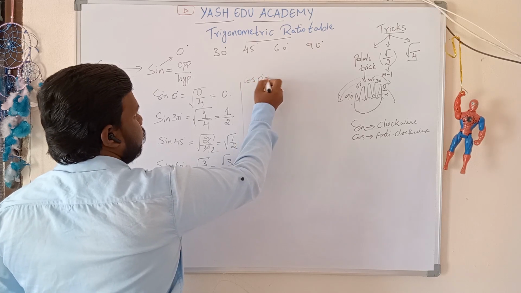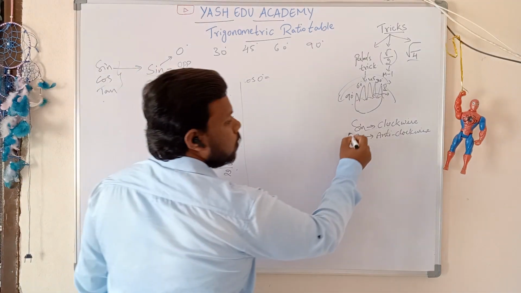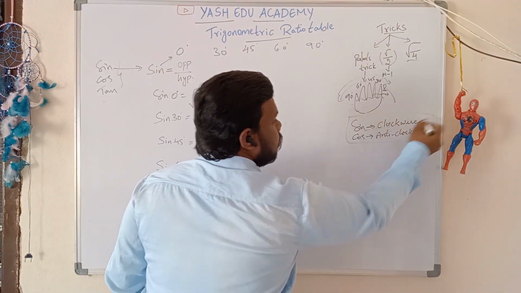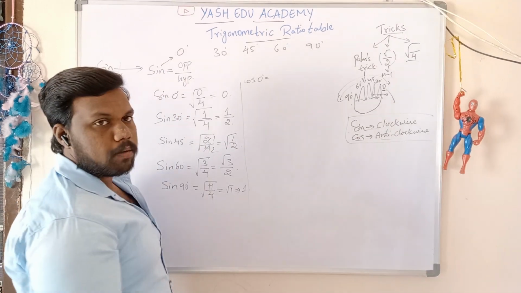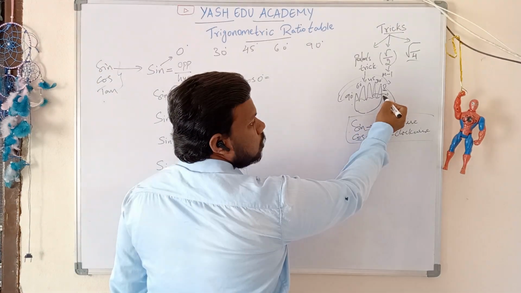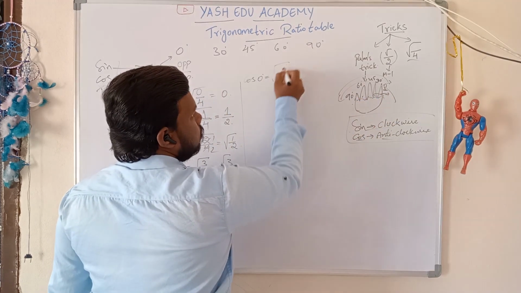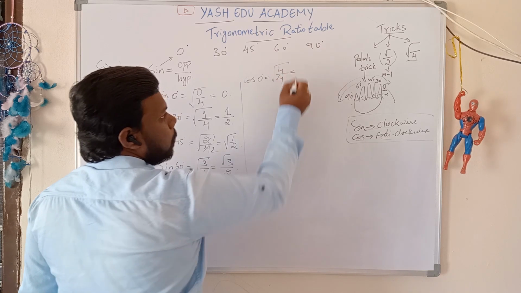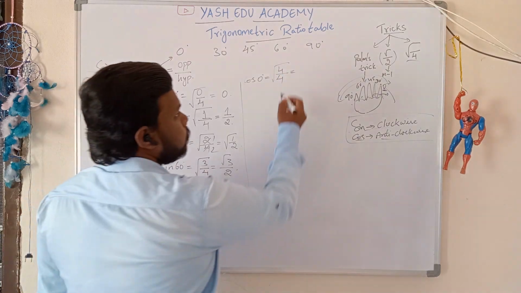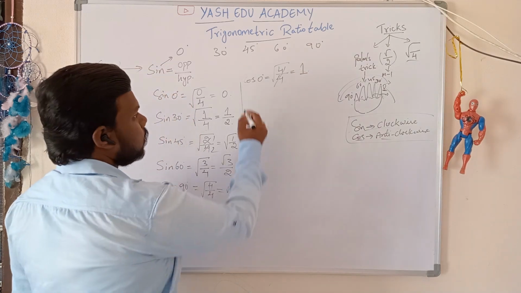Cos 0. What is the value of cos 0? Remember this: cos is always considered in the anti-clockwise direction for the palm trick. So for cos 0, how many fingers are left? 4. So root of 4 by 4, the whole value gets cancelled and we get 1. So cos 0 value is 1.